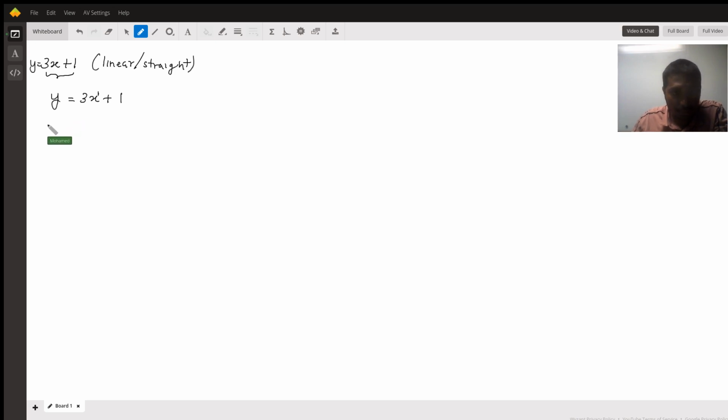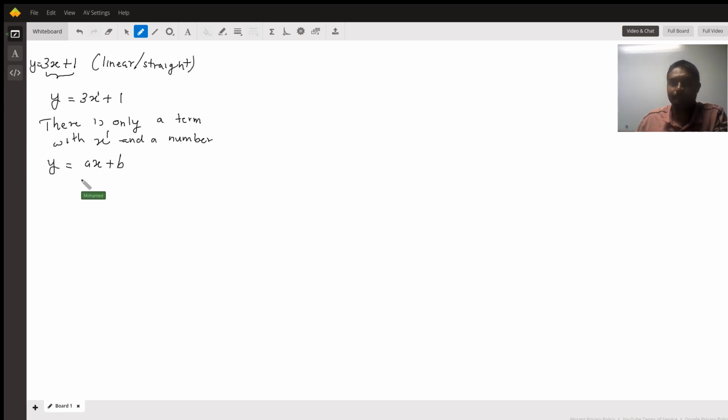So there is only a term with x to the power of 1 and a number. You should have these two things. Generally speaking, we say that a linear equation is of the form y is equal to ax plus b.